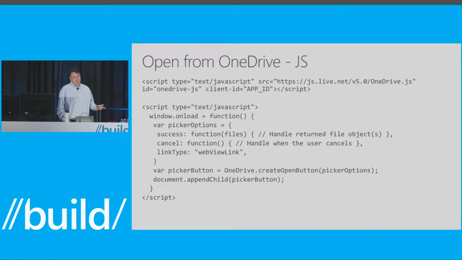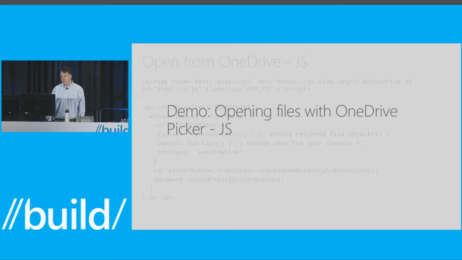Do you want to have a download URL for that file, or do you want what we called a web view link, which is a sharing link to that file? And then you call, in this case, the create open button, which will actually inject a button into your HTML page, or you can have your own custom button and call the open method. Really, really simple, really straightforward, and I'll show you now a demo of how that works.